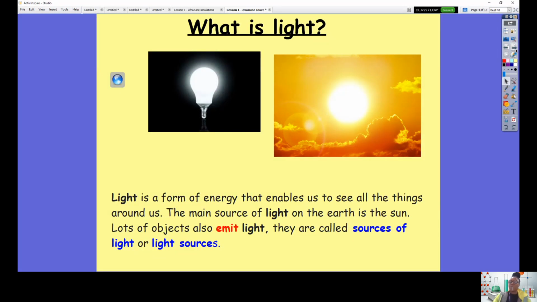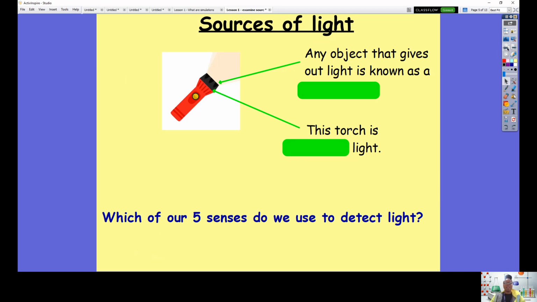Okay, fantastic. So hopefully we're able to watch that video. If you weren't, pause the video now and click on the link in the home learning tab so that you can watch that video. So we are learning about sources of light. Just to test you, make sure you've been listening all this time. You've got to complete the sentences with the missing keywords. Any object that gives out light is known as a... Pause the video now so that you can finish the rest of that sentence off. Let's see. It's known as a light source or source of light.